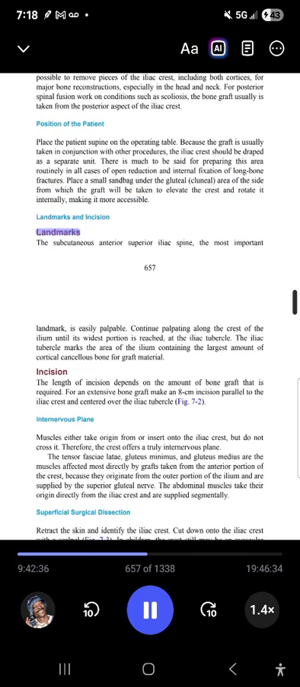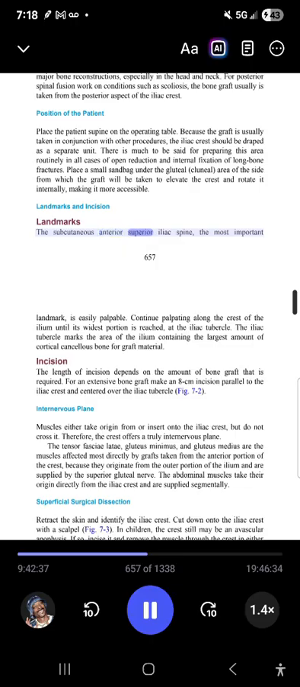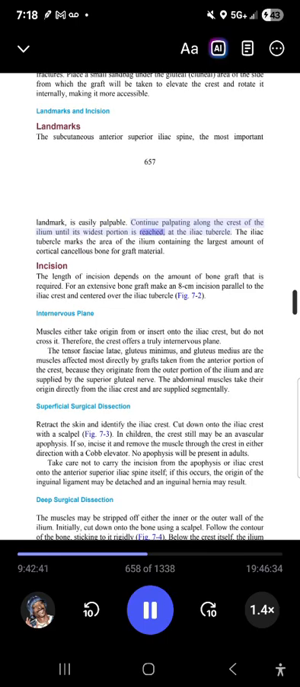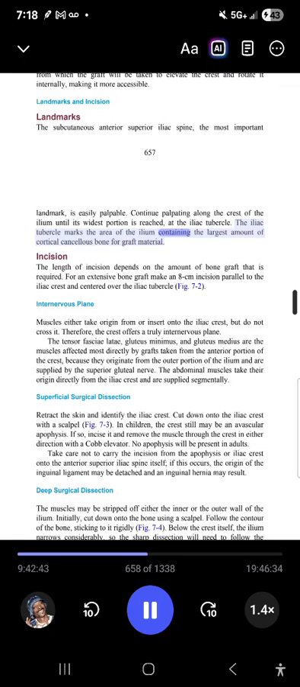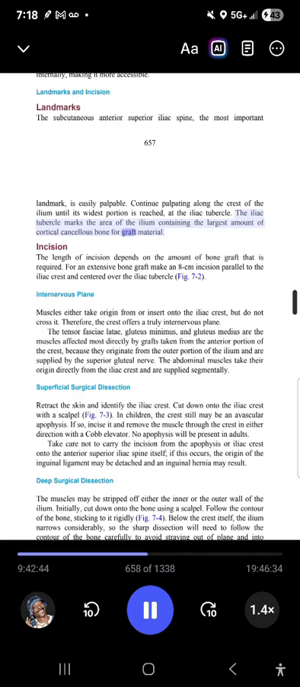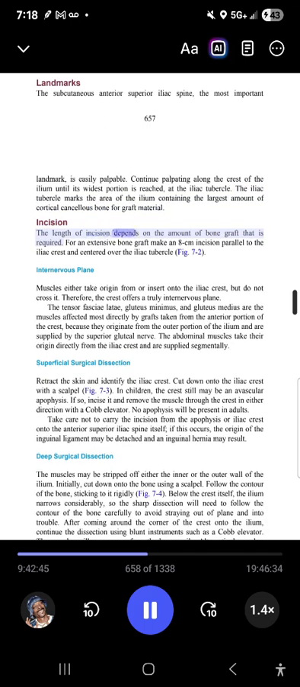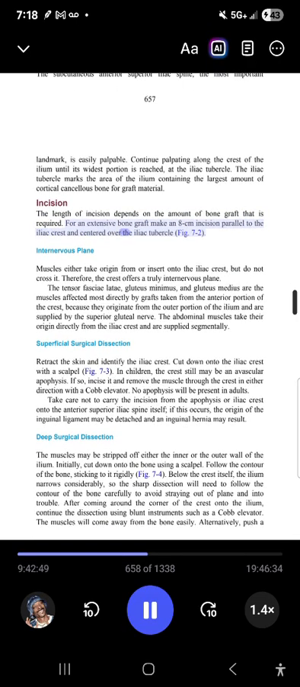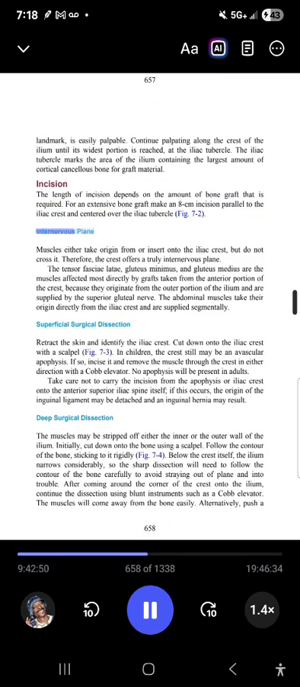Landmarks and incision. Landmarks. The subcutaneous anterior superior iliac spine, the most important landmark, is easily palpable. Continue palpating along the crest of the ilium until its widest portion is reached, at the iliac tubercle. The iliac tubercle marks the area of the ilium containing the largest amount of corticocancellous bone for graft material. Incision. The length of incision depends on the amount of bone graft that is required. For an extensive bone graft, make an 8 cm incision parallel to the iliac crest and centered over the iliac tubercle. Figure 7-2.